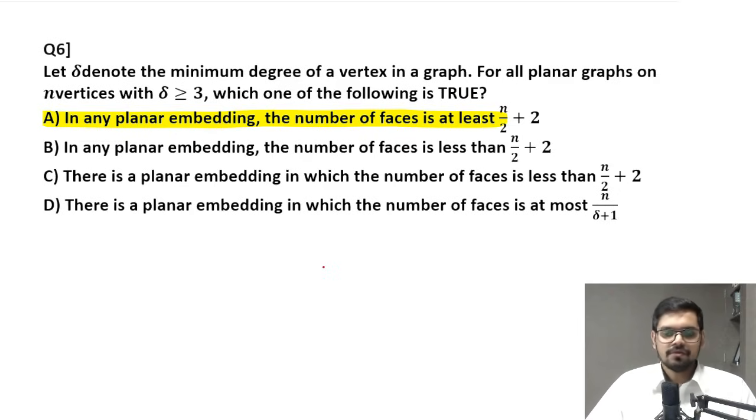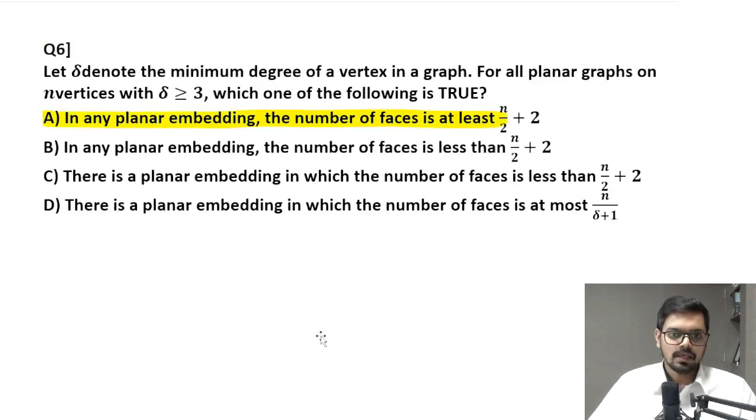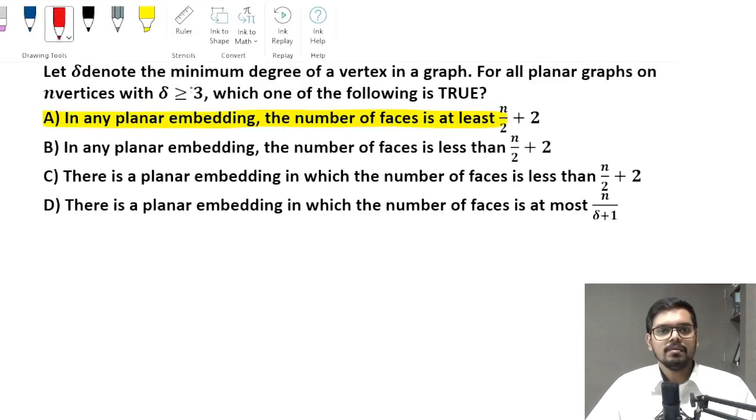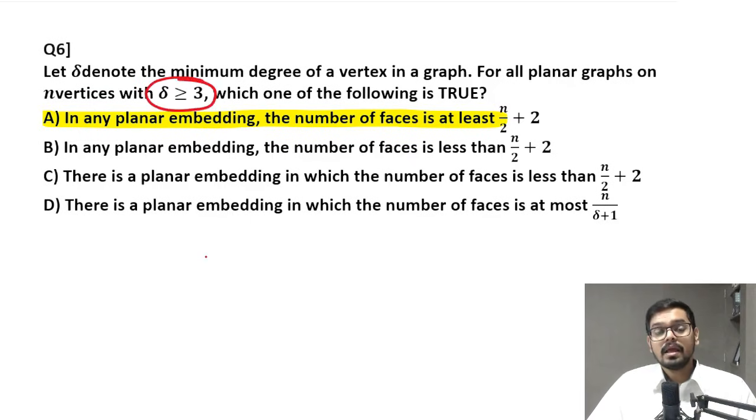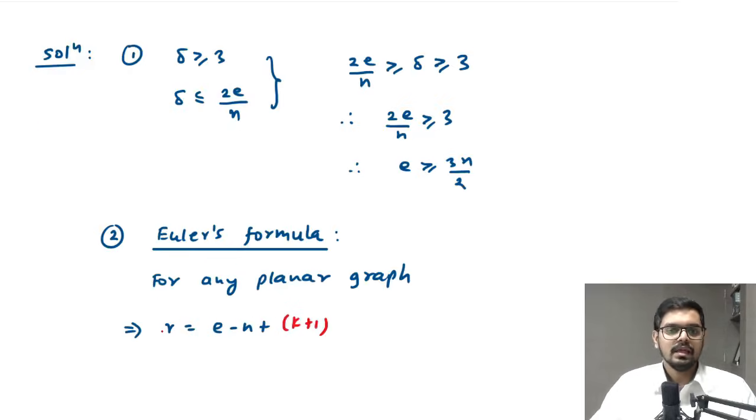Okay, so first thing first, we know which formula we are going to use. Euler's formula for any planar graph is R is equal to E minus N plus K plus 1. Now see, the given data is saying minimum degree is greater than or equal to 3. And we also know the delta theorem: delta is less than or equal to average degree. What is average degree? 2e by n. So delta is less than or equal to 2e by n. Compare this inequality with this inequality, and make your conclusion.